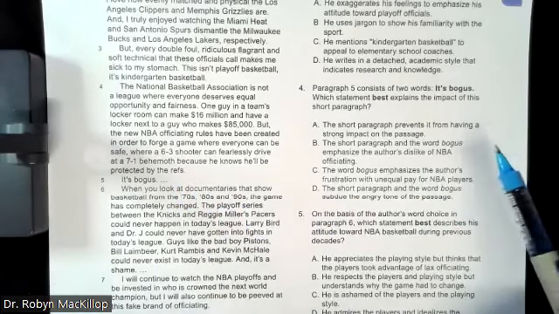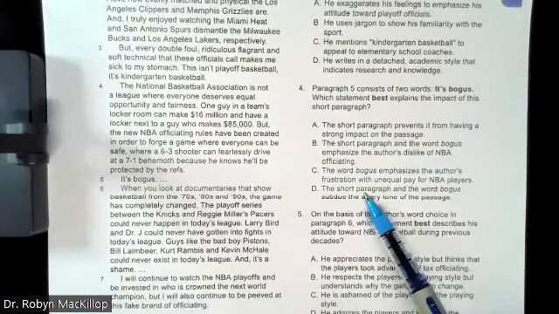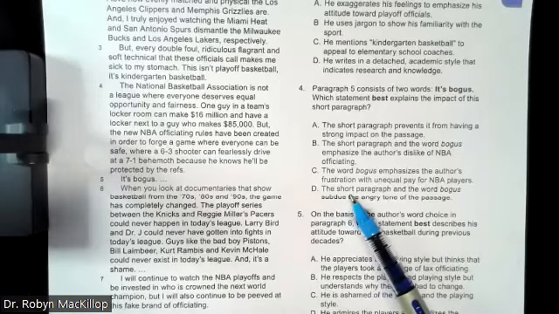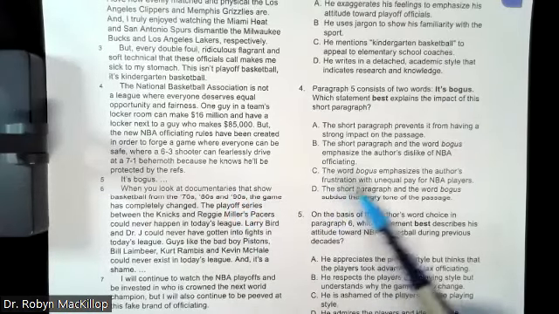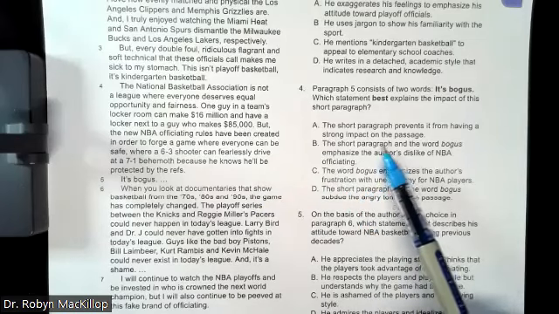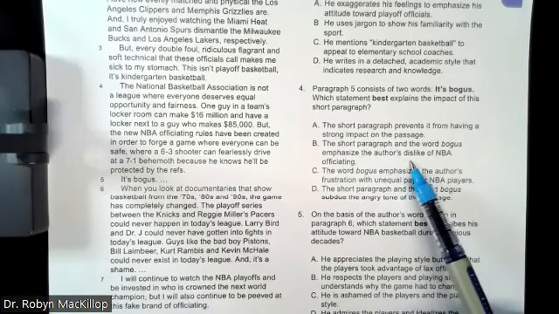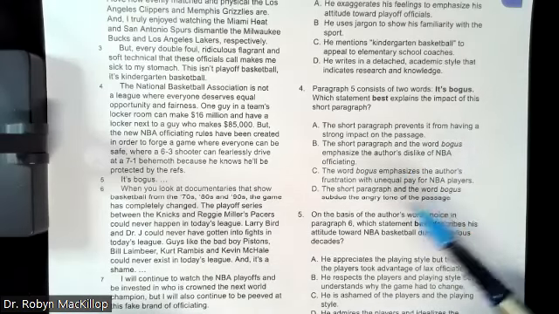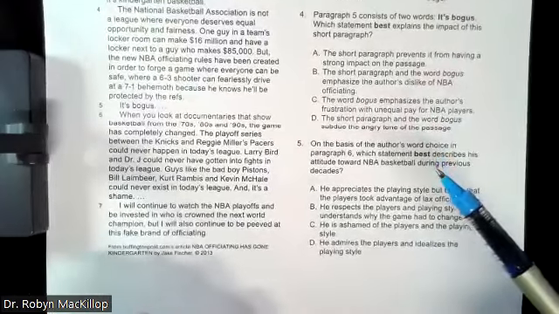How about B? Yes. So not D because it's not subduing. Subduing means to lessen. He's still mad. He's very mad. And that did not make him less mad. But this one, perfect. Apparently he would like basketball with no officials, which doesn't make sense because then you have no rules. But that's what he would like. And we thought this one was going to be easy, huh?